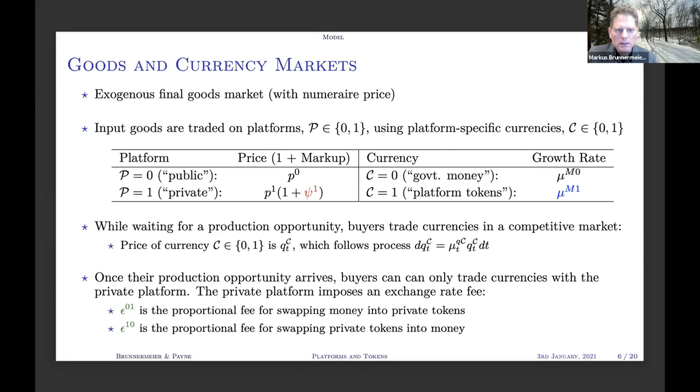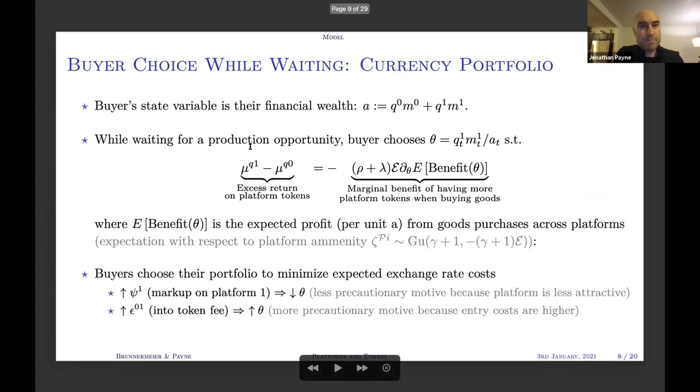There's another question. I have the same question as Harold. Why, if the private platform increases money slightly less than the public one, does it offer a higher return? There's going to be only one inflation in the economy, right? I'm not clear on this one inflation. There's a final goods numeraire, so there's a change in the price of the digital money and a change in the price of the public money.